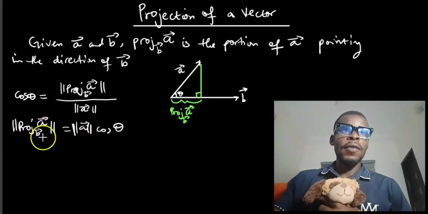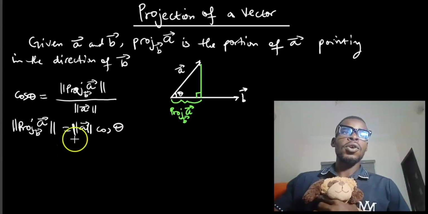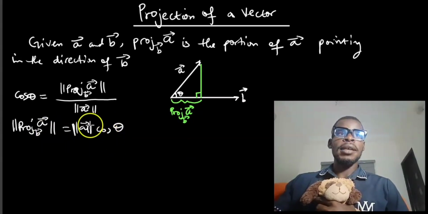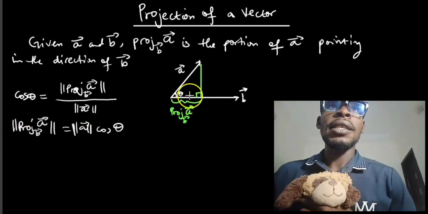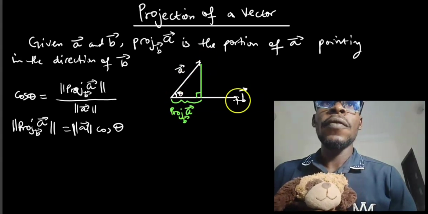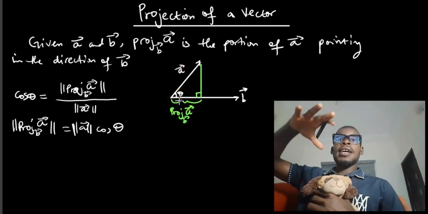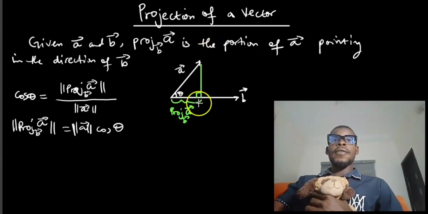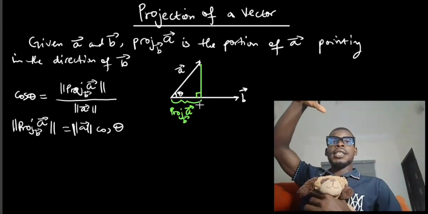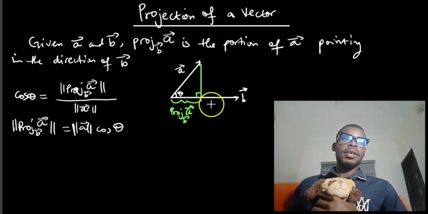This length is what we call the scalar projection. The scalar projection of a vector onto another vector is simply the length. If you want to know the length of vector A pointing in the direction of vector B, you just look at the shadow of vector A on B. If you have a light shining directly above this vector, the reflection on the direction of vector B will be from here to here, which is perpendicular. That's why we have 90 degrees over here.